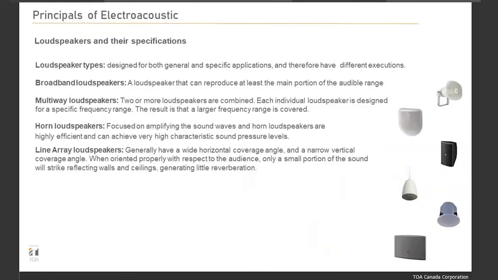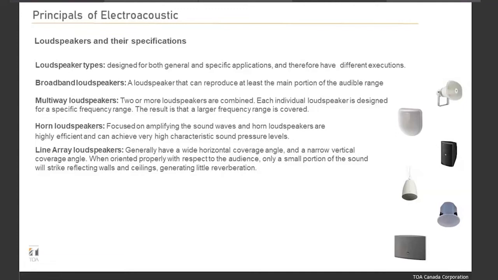So this is just a list of loudspeakers and their specs. Loudspeaker types are designed for both general and specific applications and therefore have different executions. We have broadband loudspeakers, which can reproduce at least the main portion of the audible range of hearing. Multi-way loudspeakers: two or more loudspeakers are combined. Each individual loudspeaker is designed for a specific frequency range, so everything gets hit. Like if we put HX5s with a subwoofer, the FB120, the result is that a larger frequency range is covered.